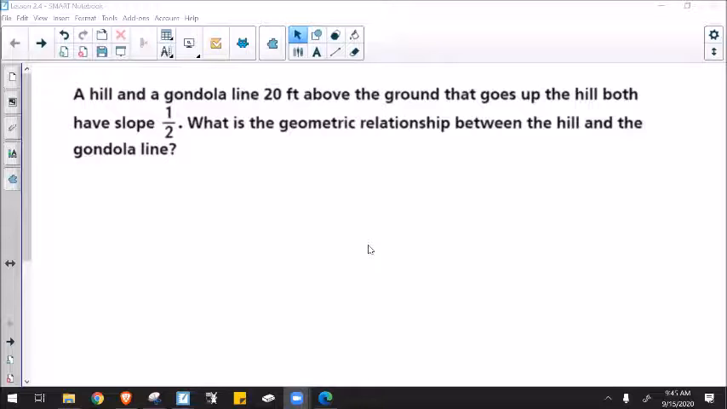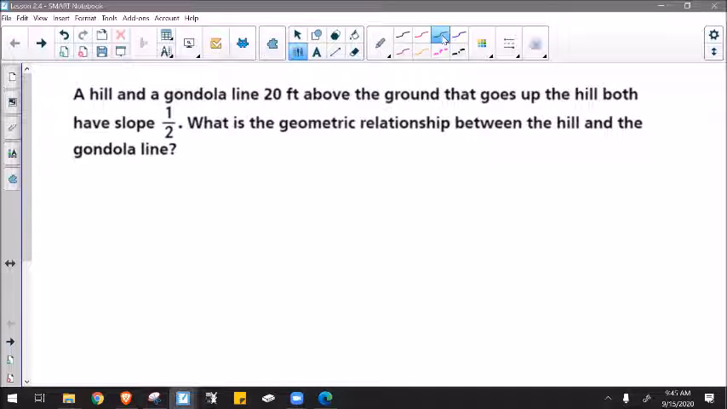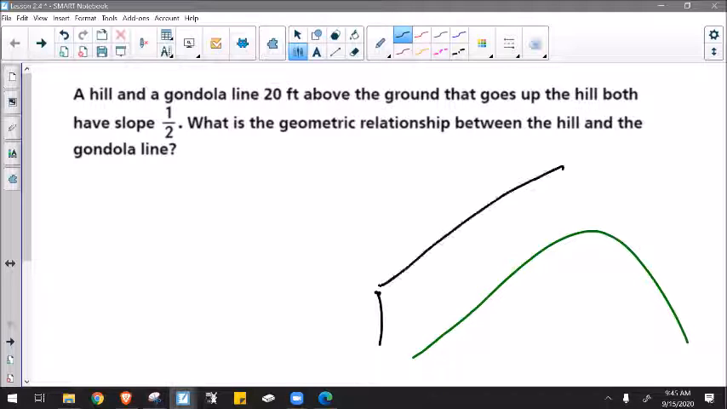This is going to be lesson 2.4, the last lesson in this unit. So a hill and a gondola, the gondola lies 20 feet above the ground and goes up the hill. They both have a slope of 1/2. All right, so if we have a hill, and then we have our little gondola tower, so it's right here.